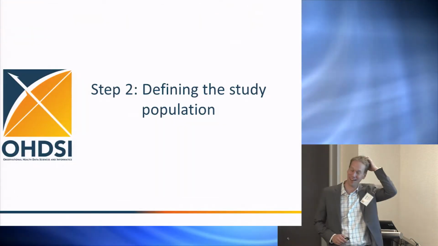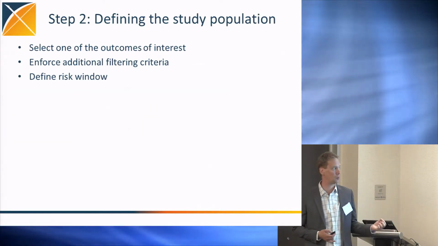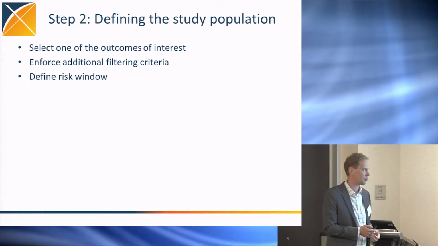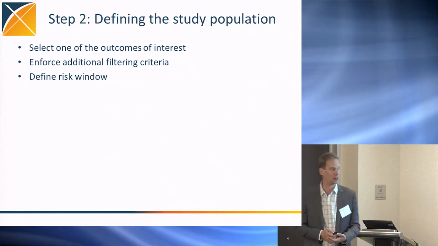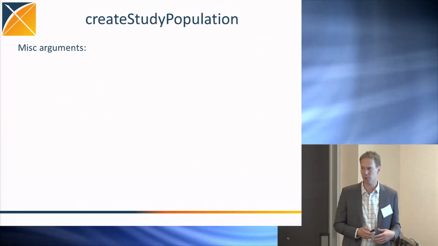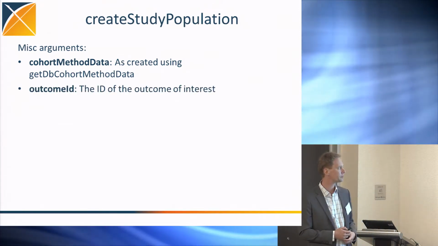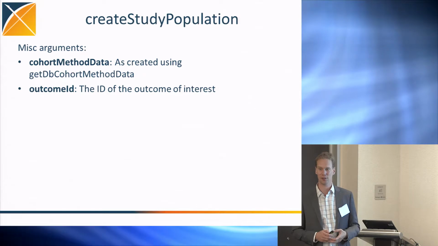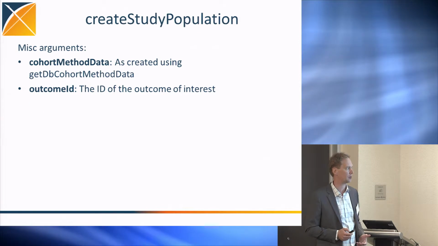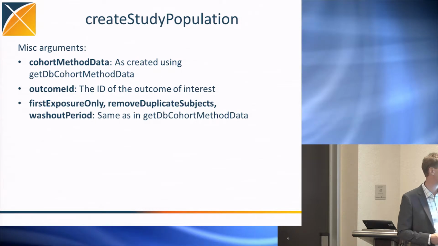All right, next step. Dividing the study population. During this step, we select only one of the outcomes of interest. In this case, we only have one, but we can enforce additional filtering criteria, and we can define the risk window, as I also showed before. We use the create study population function for this, and that has several arguments. For one, the cohort metadata object that you've just extracted. The outcome ID, so the ID of the outcome that you're interested in, and in this case you can leave this argument out because there is only one. It will automatically pick the one that's in there. You have here again, first exposure only, remove duplicate subject, and washout period.